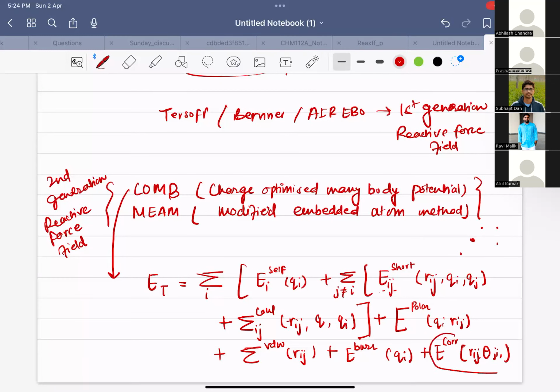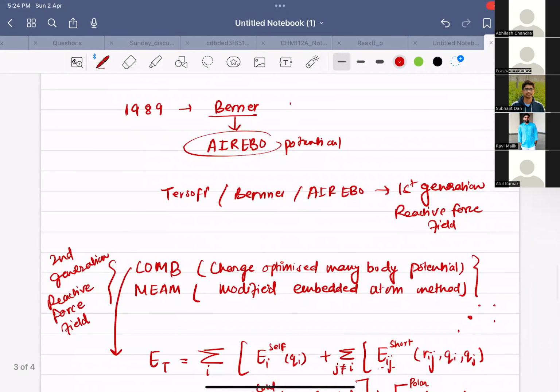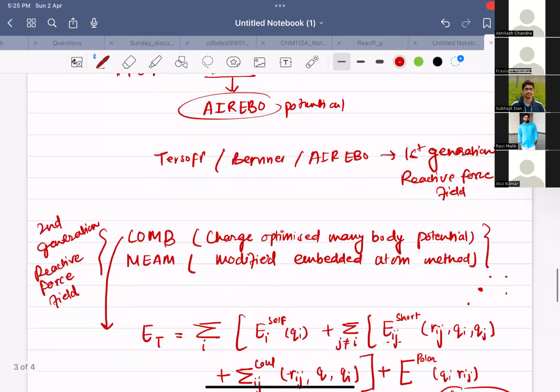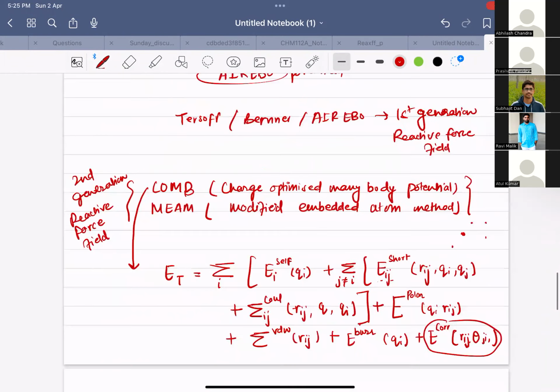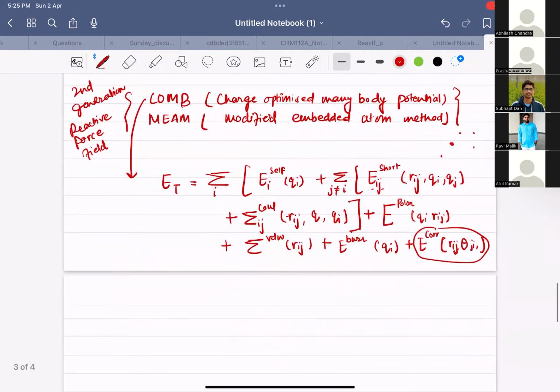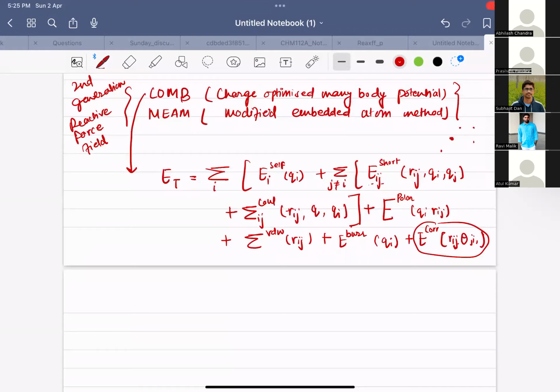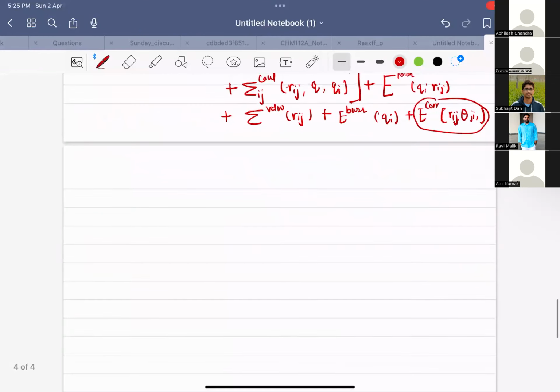Now these two are called second generation reactive force fields because they include the charge optimization, unlike the first generation reactive force field, which only included the bond order term. In the first generation, they included the covalent terms, and they did not focus on the charge optimization or the polarization of the system. So in the second generation, they focused on the charge optimization of the many body potential. They equilibrated the charge using electronegativity equalization, which is termed the QEq method. Or there is another method to equilibrate the charge in the system, which is the EEM method.